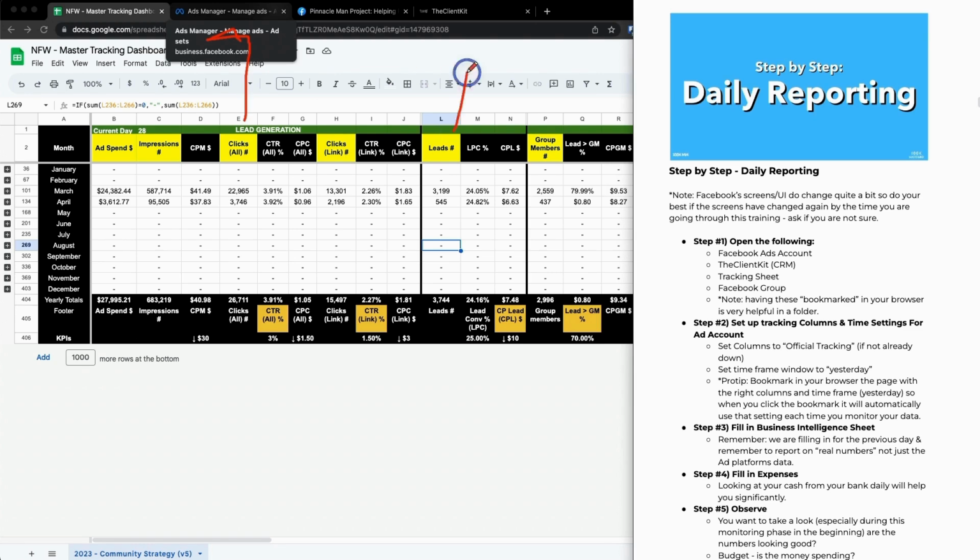You want to have your CRM, the TCK, right? You want to have your Facebook group, your tracking sheet. All of that is properly bookmarked in your browser. So that way it makes it super easy and super effortless for you to be able to just open this up.